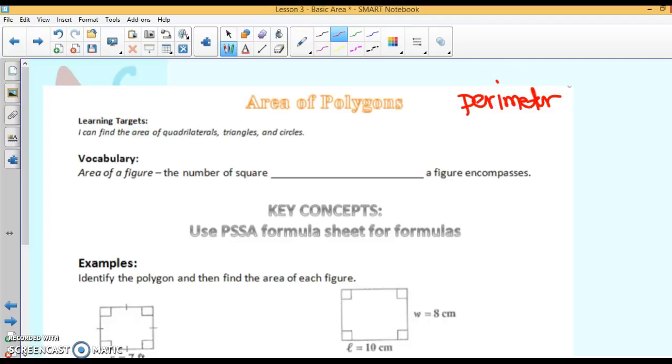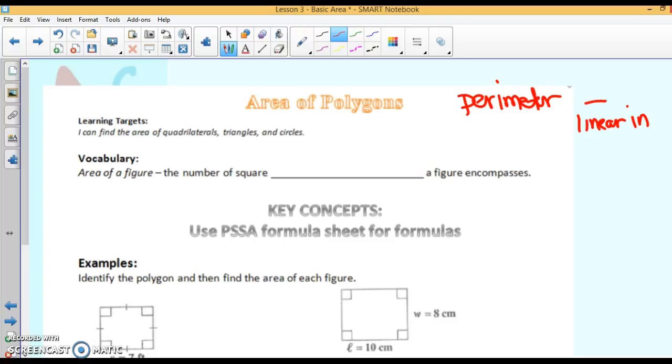Perimeter is the distance around a shape. And it is measured in linear inches. So when you find perimeter, you are adding up the sides, and it is linear. It is just inches or feet or miles.